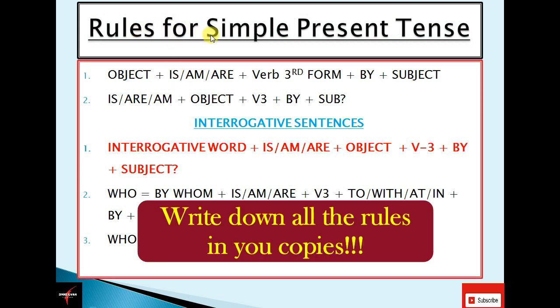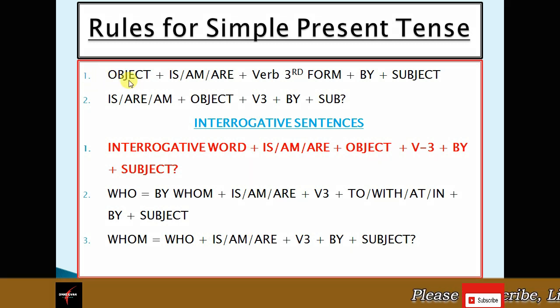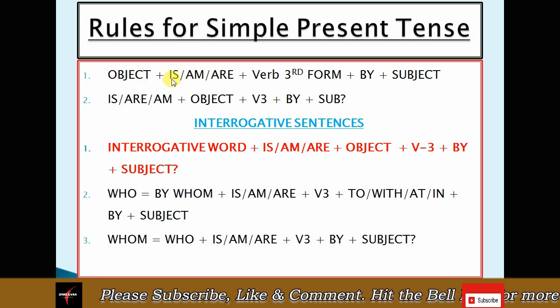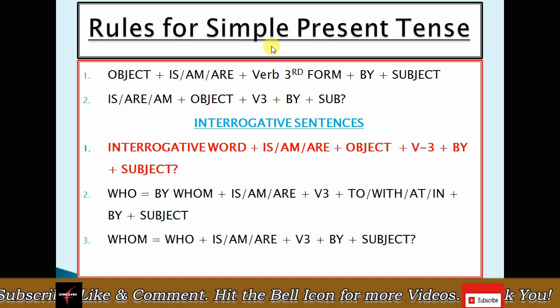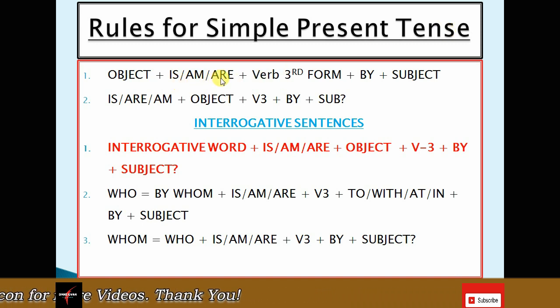So these are the rules for simple present tense. You can write down these rules. Take out your copies and write them down. You can pause the video for some time and write down the rules. As I have already told you, interrogative sentences we will learn a little later. According to the first formula, object plus is, am or are. Since we are doing simple present tense, we use either is, am or are.